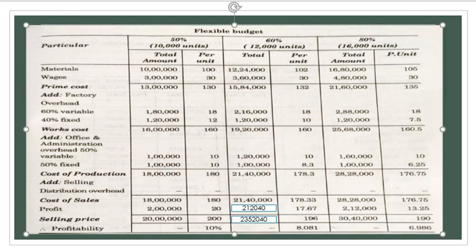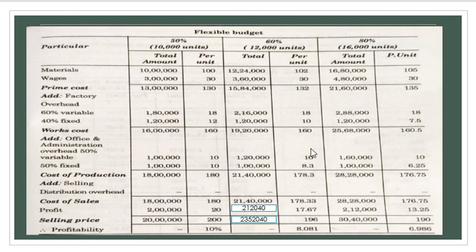I'm sorry, there's a small change in the profit, where 17.67 into 12,000 will give us 2,12,040, and 13.25 into 16,000 will give us 2,12,000. So this is the profit, and we have got the profit, cost per unit and selling. Now if you look into the profit here, for 50% we are getting profit of 2 lakh. For 60% it is 2 lakh 12,040, and for 80% it is 2 lakh 12,000.